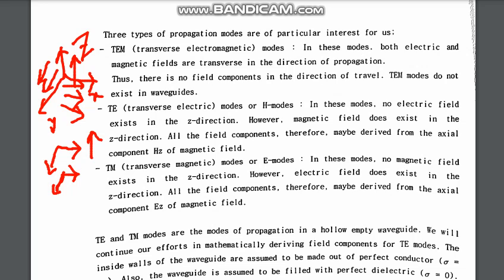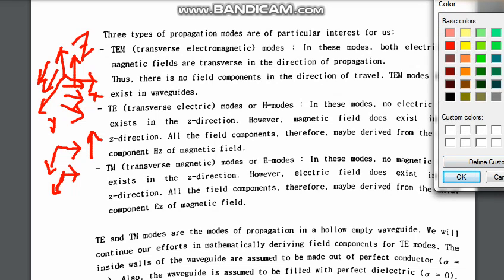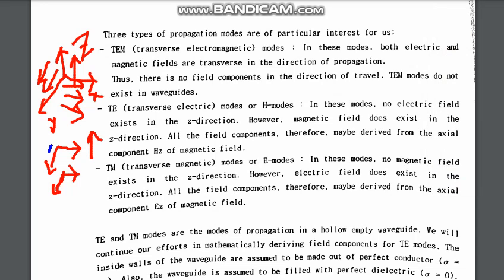The TE mode is known as the H mode. There will be no electric field in the z direction. However, a magnetic field does exist in the z direction. If we consider that magnetic field going through the z direction, that will be transverse electric, with no electric field required in z.